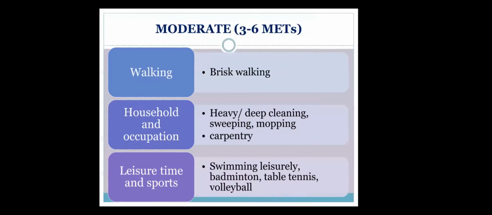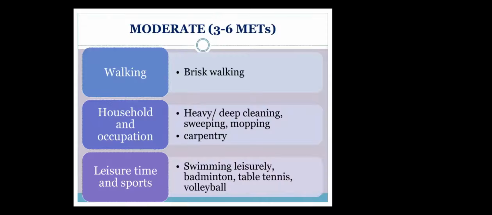Moderate intensity activity will have a MET range of 3 to 6 METs. Some of the examples are brisk walking, or household and occupation related will be heavy or deep cleaning, sweeping, mopping, carpentry, and so on. Leisure time or sports related activities would be swimming leisurely. Again, speed matters. If you're going in for sprinting or anything of such intensity, it will fall under vigorous, but swimming leisurely or walking leisurely can still come under moderate. Badminton, table tennis, volleyball, all these sports come under the moderate intensity. So if you have some idea about the approximate MET value range, it is easy to classify the patient's activities accordingly.